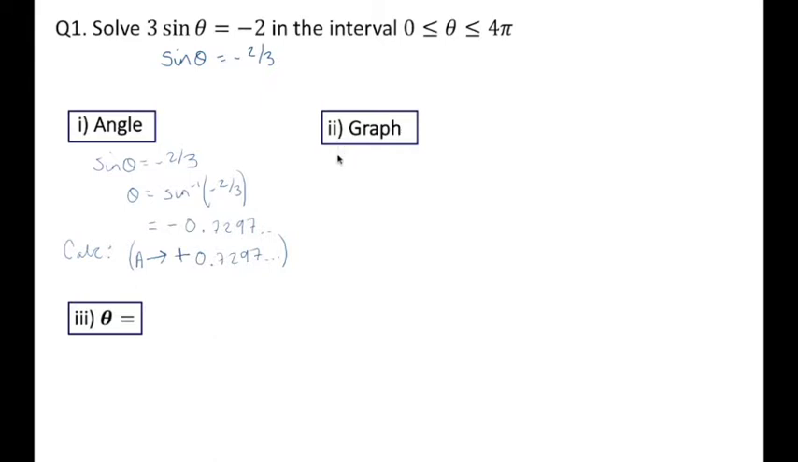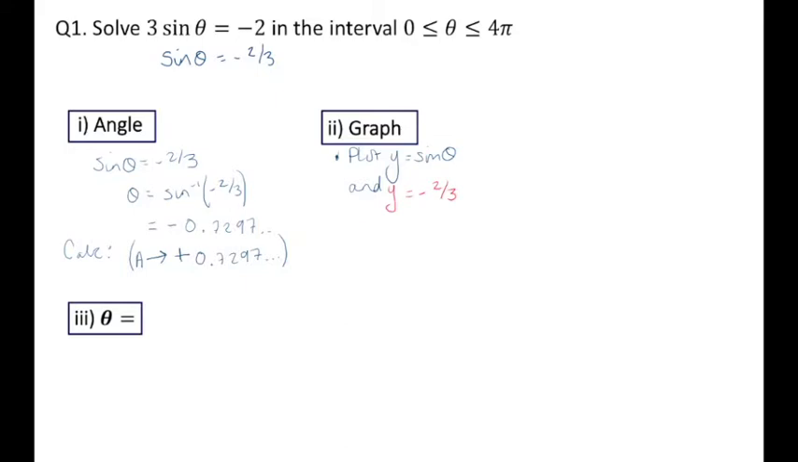Right, we're ready to plot our graphs now. So the first thing we're going to do is plot y equals sine theta. We're also going to plot the graph y equals -2/3. Let's have a think about why we're doing this. We're trying to solve this equation here. So if we plot the graph y equals sine theta and the graph y equals -2/3 and look at their intersection points, the x-coordinate of those intersection points will be the solutions to this equation.